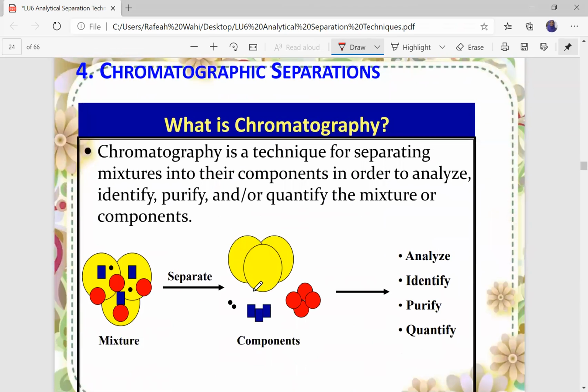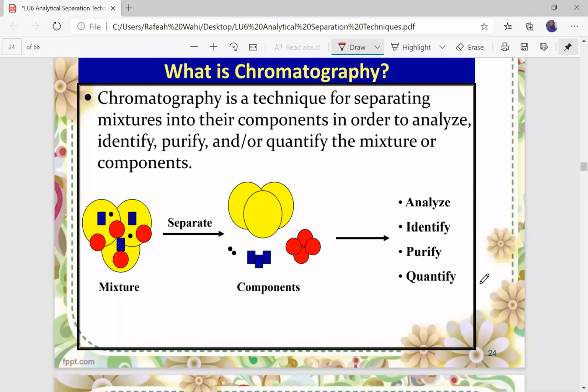And now we move to the fourth type of analytical separation technique, which is the chromatographic separation. What is chromatography? Chromatography is a technique for separating mixtures into their components in order to analyze, identify, purify, or quantify the mixture or component.